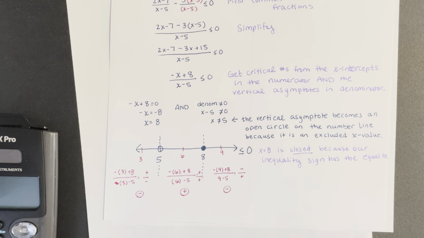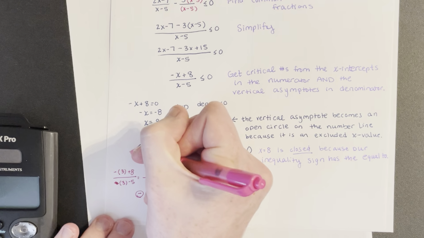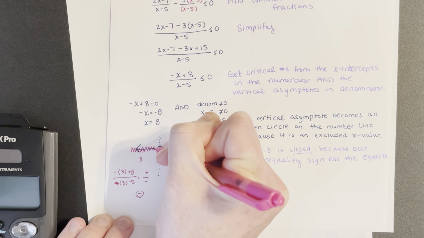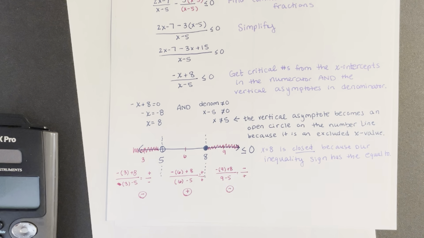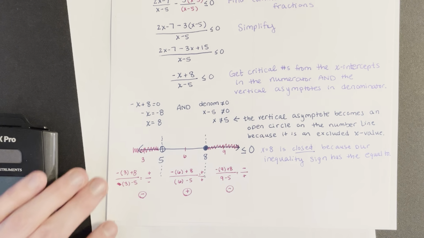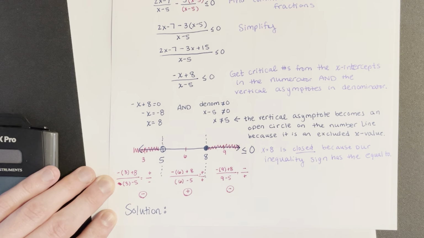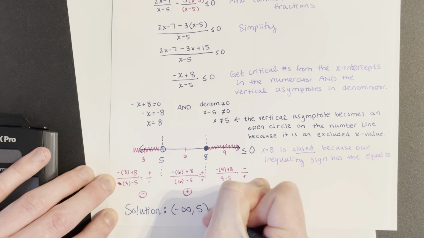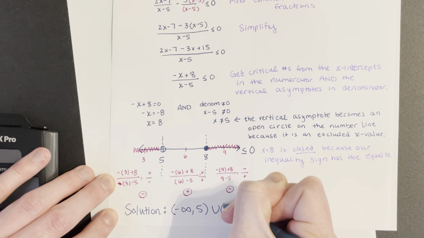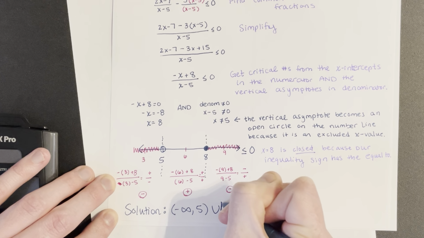So when I'm finding all the solutions for this, we want the values that are less than 0, or equal to. That's going to be to the left of 5 and to the right of 8. And we write out our solution interval in interval notation. So that solution would say negative infinity to 5, union, and then a bracket at 8 to infinity.